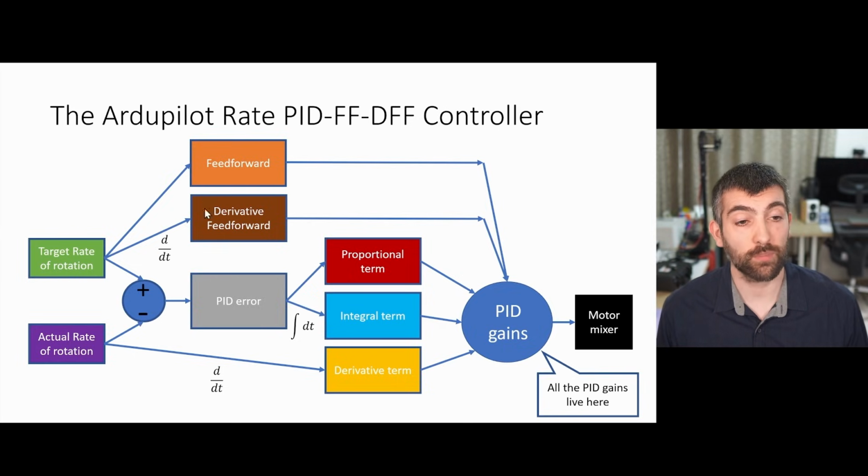If all of these terms are correctly balanced, then the quad will follow the target rate of rotation very, very closely. If any of these terms are incorrect, if they've got a value that's too high or too low, then the actual rate of rotation won't follow the target rate of rotation very well, and the drone won't fly well. So the whole purpose of the methodical PID tune is to get the actual rate of rotation to match the target rate of rotation as closely as possible by tuning the gains of all of these different terms.